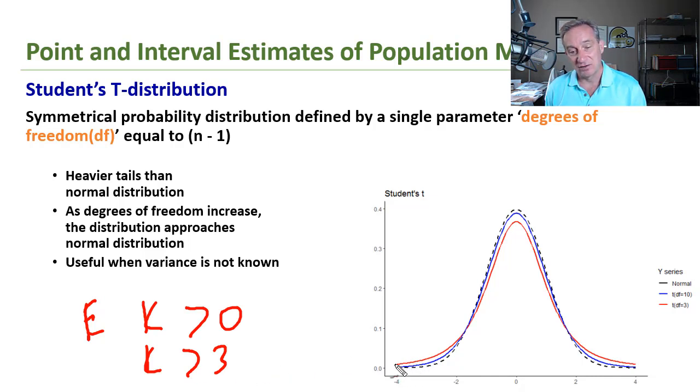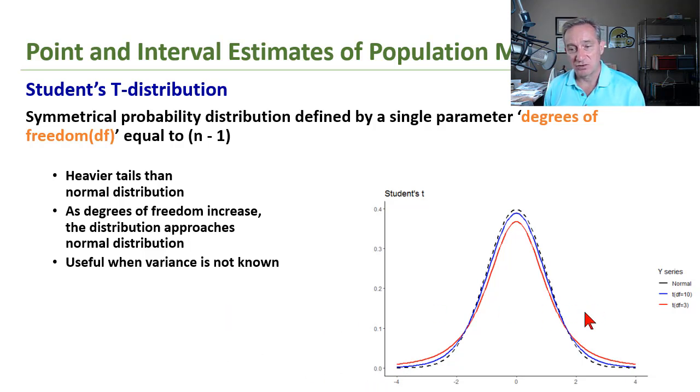That means there's more density in the student's t tail than there is in the corresponding normal as we get out here in the tails. On the right here, I have a sort of textbook representation here of the normal in dashed black. And then I have two student's t because there's only one standard normal, right? I don't need any parameters for the standard normal. Standard normal is mean 0, variance 1. But the student's t actually varies according to the degrees of freedom.